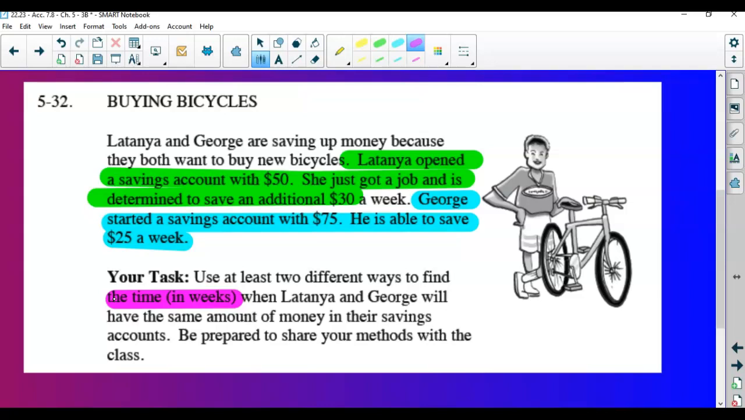Well, it depends on how much the bike costs. We don't know how much the bikes cost, so that would be a pretty important thing. Since we don't know, and if you've ever been to Walmart or any other store with bikes, there's lots of different bikes. More expensive bikes, cheaper bikes. So Latanya and George decided to change their plan, and they say, how about when we have the same amount of money, we'll go buy bikes. We'll put our money together, we'll go buy bikes. So what you want to try to figure out is how could we write an equation for Latanya, write an equation for George, and then figure out when will they have equal amounts of money in their savings account.